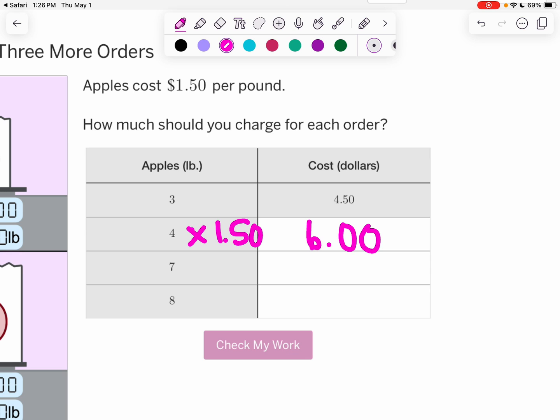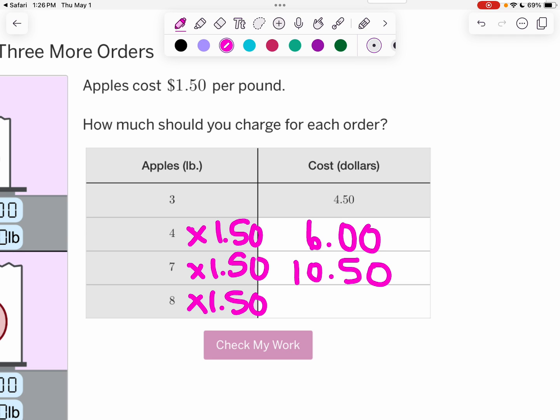Now I want 7 pounds of apples, so I'm going to multiply it by $1.50. 7 times $1.50 is $10.50. Same thing with 8 pounds. I need to multiply it by $1.50, so I get $12. And that is my answer.